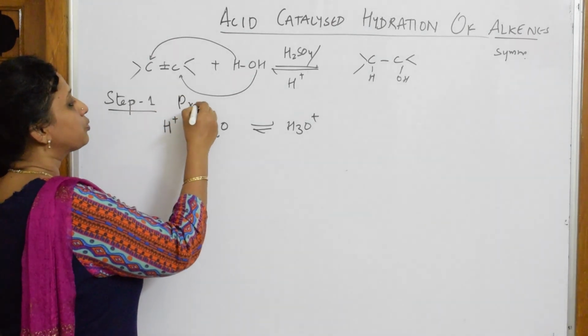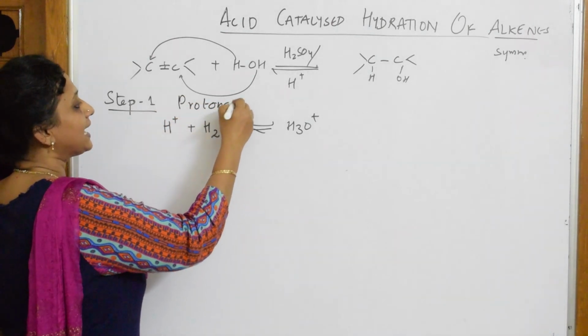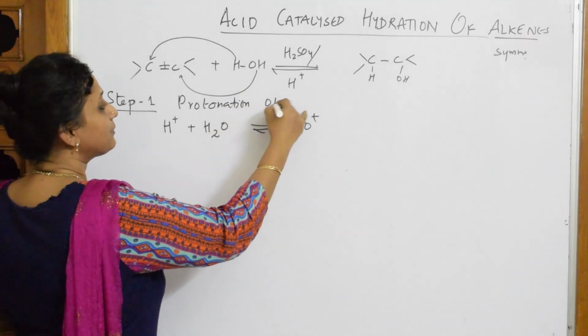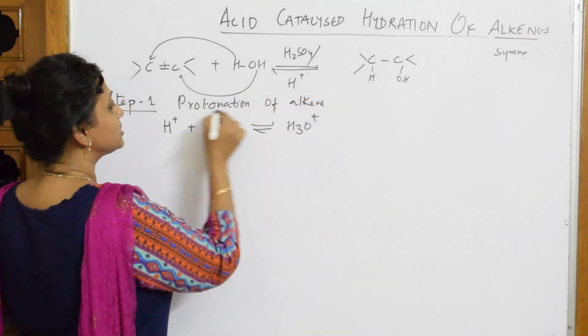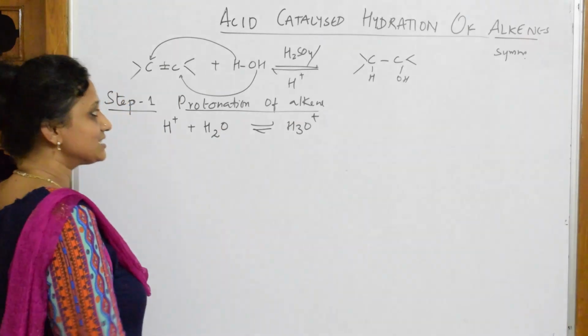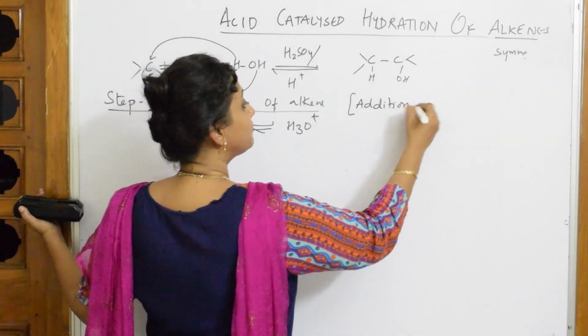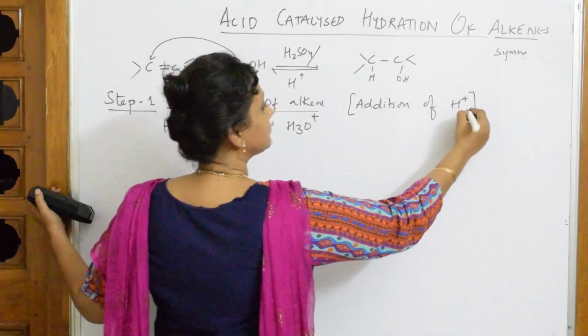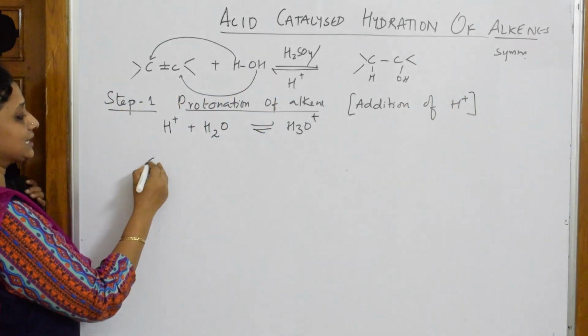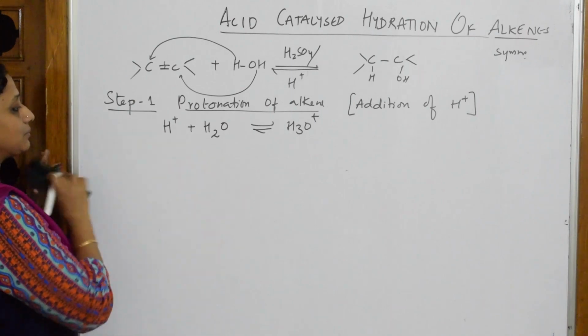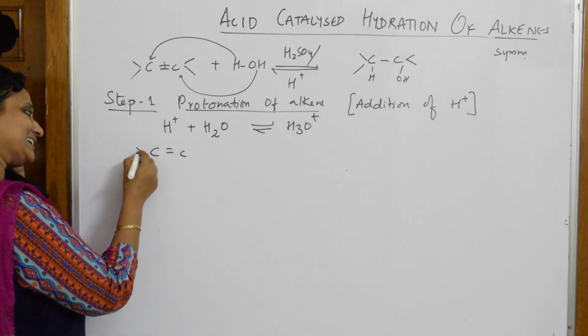Step 1, protonation of alkene. What am I doing? I am going to add a proton to the alkene. Protonation of alkene is addition of a proton, so you can also write it like this: addition of proton, H plus. Fine. So take this alkene, C double bond C.